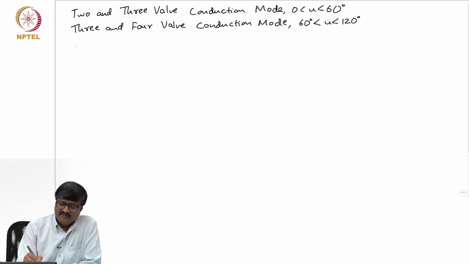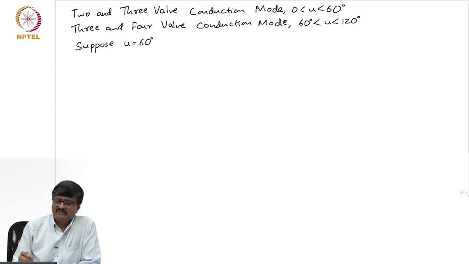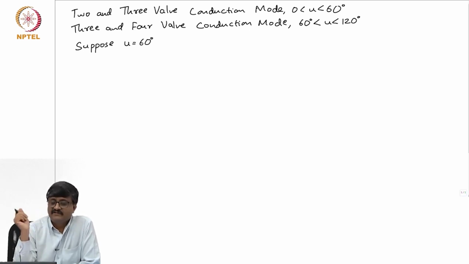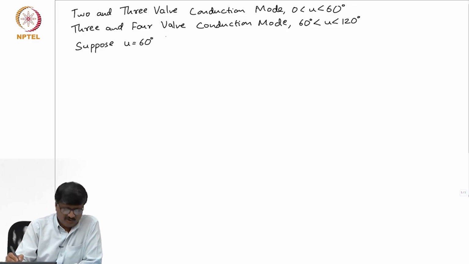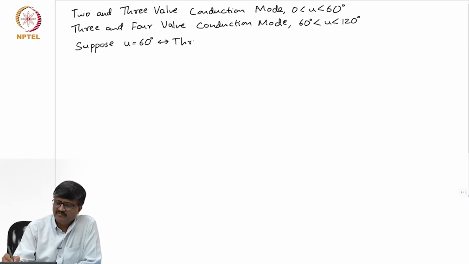Suppose U is 60 degrees. Now one can see the number of valves that are conducting at any instant. If U is less than 60, at any instant either 2 valves conduct or 3 valves conduct. If U is greater than 60, at any instant either 3 valves conduct or 4 valves conduct. When U is exactly 60, then at any instant we have only 3 valves conducting. So what we get for U equal to 60 is 3 valve conduction.